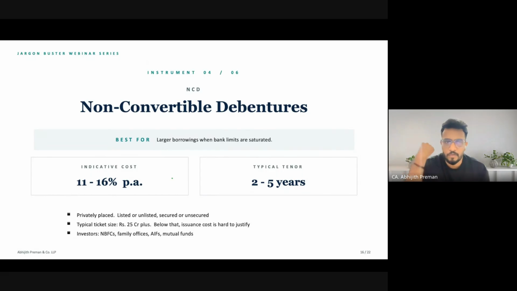There will be a typical tenor of 2 to 5 years. It's privately placed, listed or unlisted, secured or unsecured. That depends on the people whom you're dealing with. Typical ticket size is rupees 25 crore plus. Below that also it's there, but it doesn't justify the issuance cost. There are a lot of compliance costs also associated with NCD. Investors include NBFCs, family offices, AIFs, mutual funds like that.